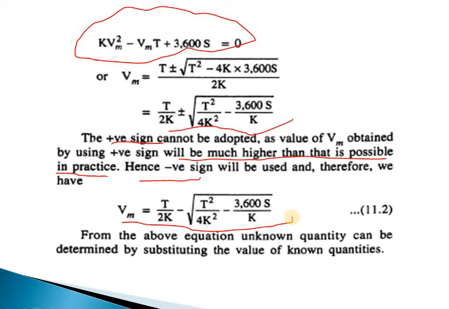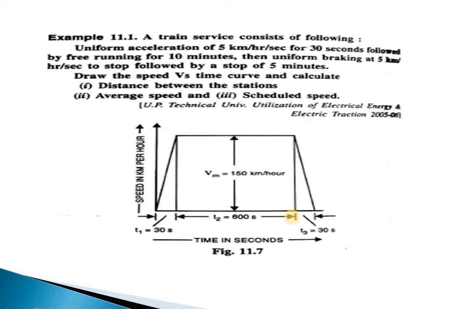From the above equation, unknown quantities can be determined by substituting the values of known quantities. In that way, we can easily solve. Now we are considering one mathematical problem, considering all the constants we have already discussed from the trapezoidal shape of the speed-time curve.